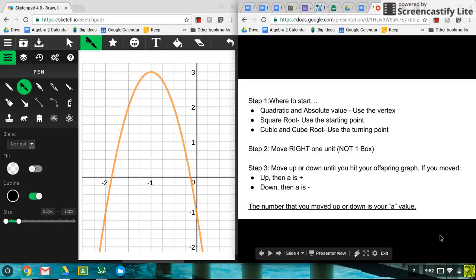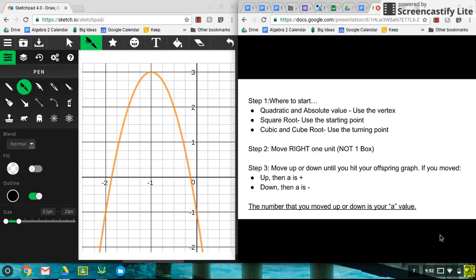Okay, so number 7 is really similar to number 3. In number 3, you had to describe the transformations, but in number 7, you have to write an equation given a graph. And really, number 7 is all about finding the errors. So the first thing we want to do is find the A value.